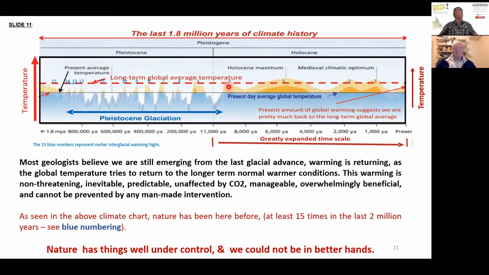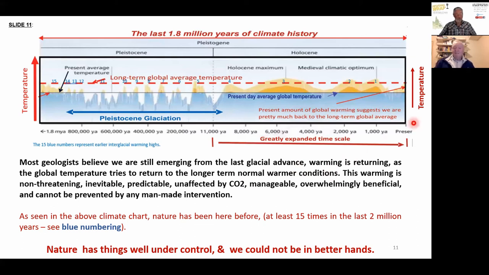It seems as though the Earth and its vegetation and life and everything that we are concerned about has coped very well 15 times with these cyclical warming episodes, and is likely to do so again into the future, right up into the future at the right-hand side of this diagram. Most geologists, I think, believe we are still emerging from the last glacial advance. Warming is returning as global temperatures try to return to the longer term normal warmer conditions of the past.